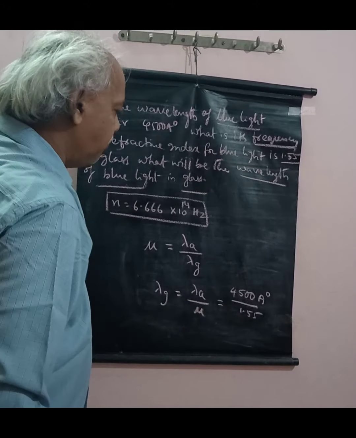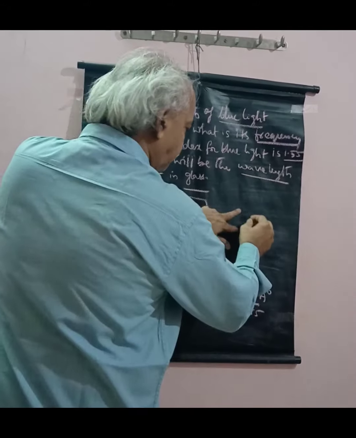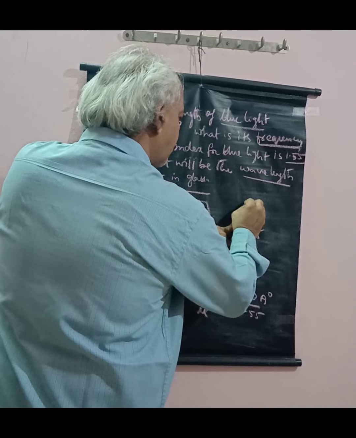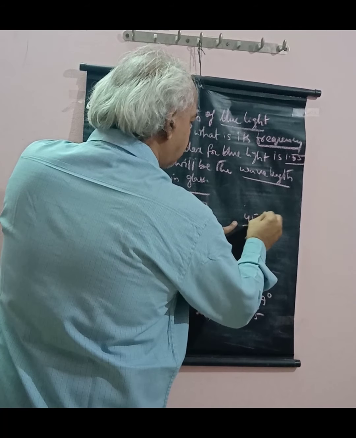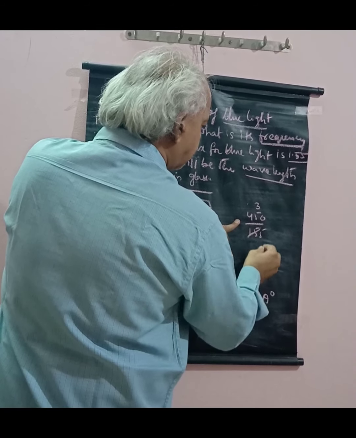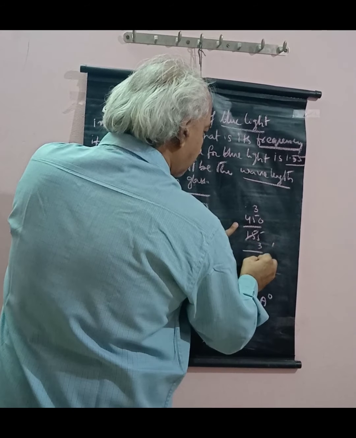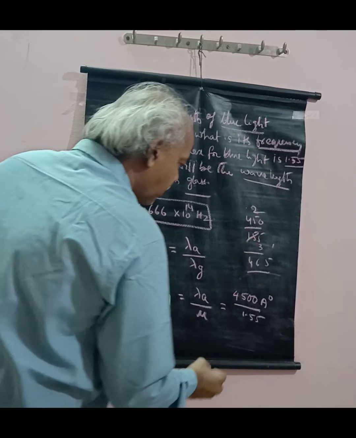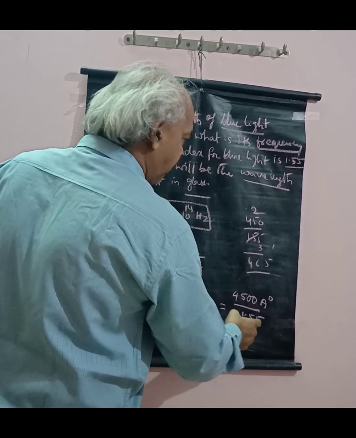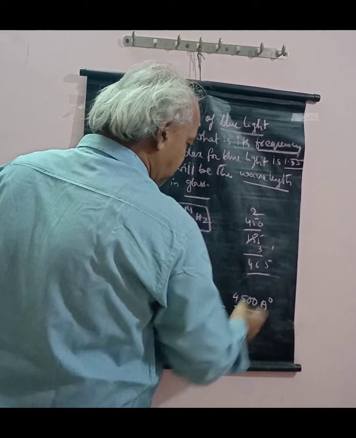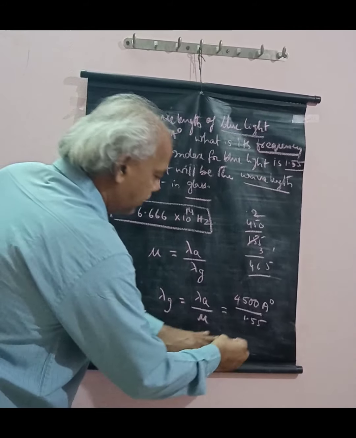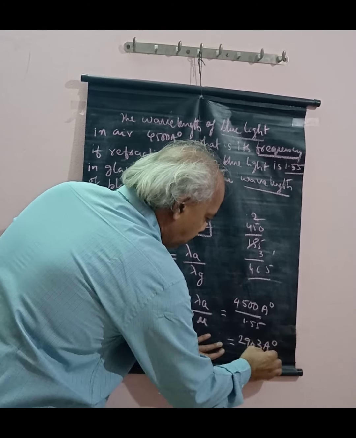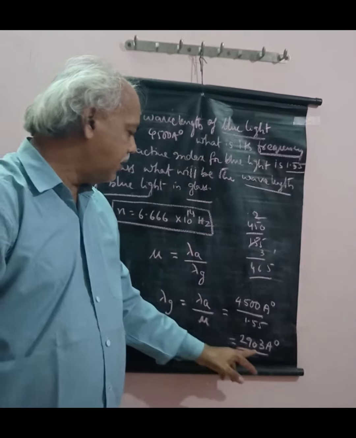So if we simplify this, we can obtain the value. 4500 by 1.55 is 2900 and some angstroms, that is equal to 2903 angstroms. If you simplify this, we can obtain 2903 angstroms.